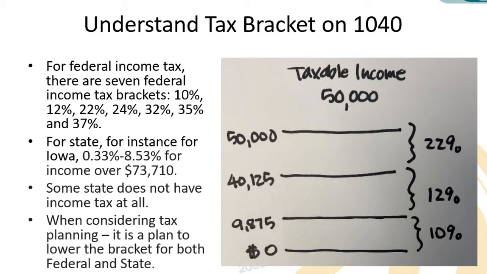Now you see, I'm making $50,000 of taxable income. From 0 to $9,875 is taxed at 10%. Then from $9,875 to $40,125 is taxed at 12%. Then up to $50,000 is taxed at 22%. So you don't say, what's your tax rate? My tax rate is 22. No, that's not right. Your effective tax rate in this case is about 18. All right.